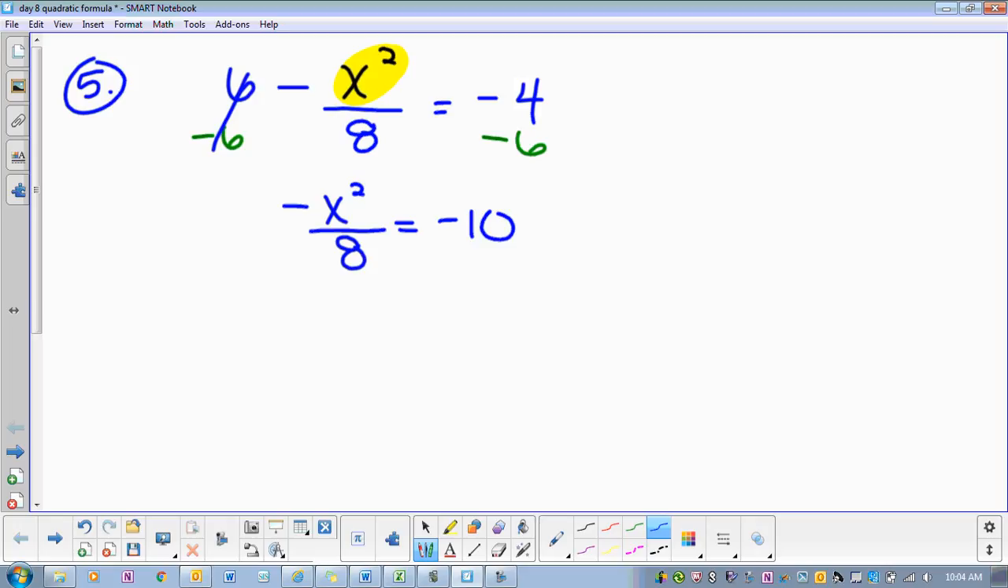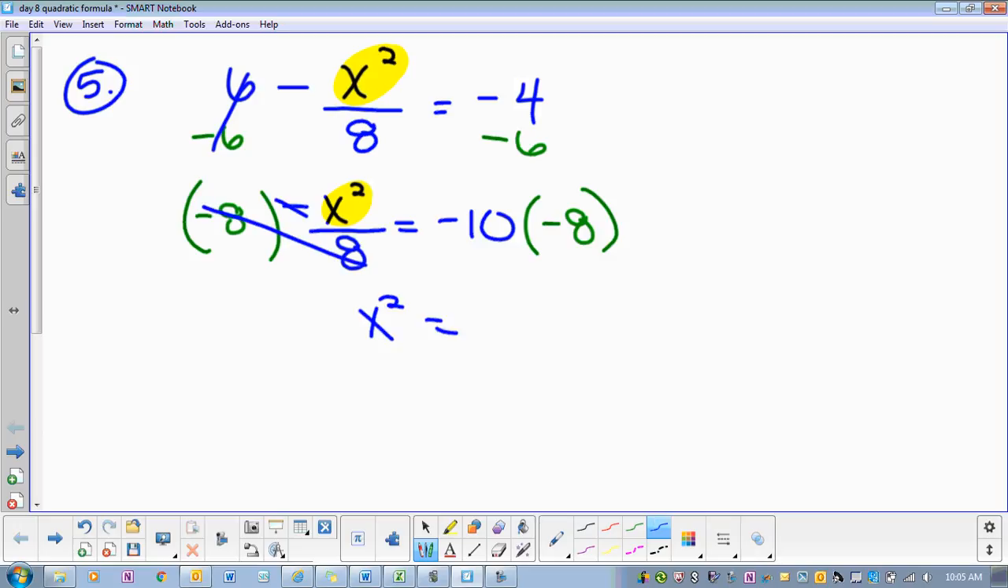Yes? All right. I'm still trying to get to this x squared. You multiply by the reciprocal. Good. Since the 8 is down here, it goes up. And let's bring the negative as well, so we'll say negative 8. Whatever you do to one side, you do to the other side. So then that goes away, and then we have x squared equals 80, right?